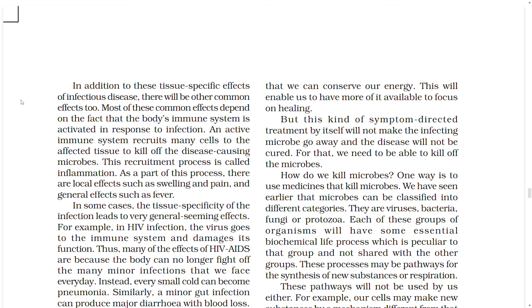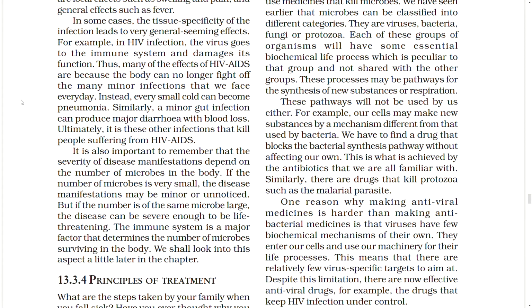Each of these groups of organisms will have some essential biochemical life processes which are peculiar to that group and not shared with the other groups. These processes may be pathways for the synthesis of new substances or respiration. These pathways will not be used by us either. For example, our cells may make new substances by mechanisms different from those used by bacteria. We have to find a drug that blocks the bacterial synthesis pathway without affecting our own. This is what is achieved by the antibiotics that we are all familiar with.